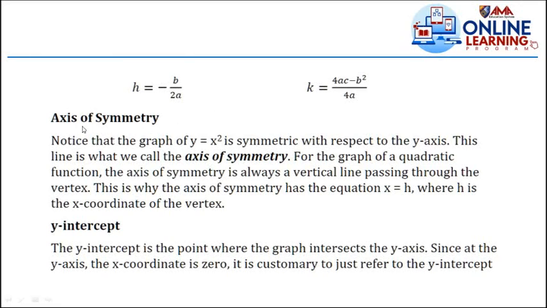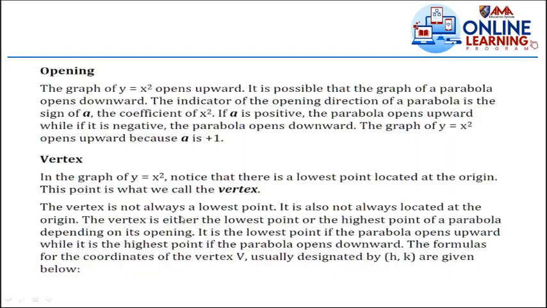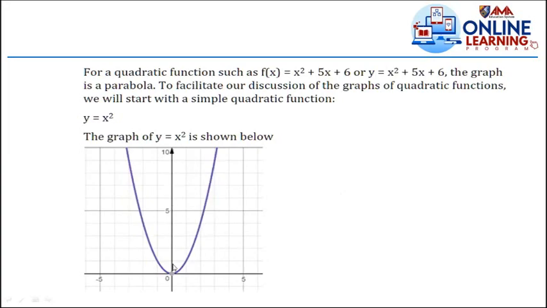Next, we have the axis of symmetry. Notice that the graph of y is equal to x squared is symmetric with respect to the y-axis. This line is what we call the axis of symmetry. For the graph of quadratic functions, the axis of symmetry is always a vertical line passing through the vertex. This is why the axis of symmetry has the equation x is equal to h, where h is the x-coordinate of the vertex. So ito yung symmetry po natin. Okay?